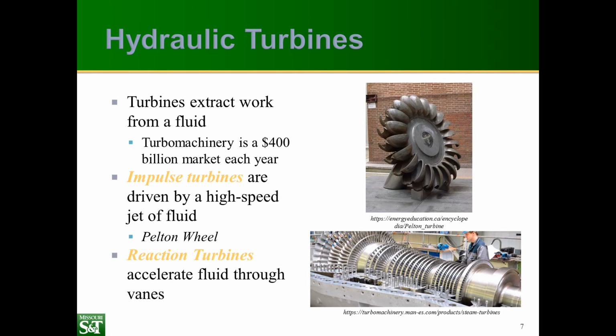Steam and gas turbines usually require compressible flow analysis. Even though the fundamental principles are the same, we can't make that assumption of incompressible flow, and it makes the problem significantly more complex. Now, impulse turbines are driven by a high-speed jet of fluid. For instance, the Pelton wheel that's shown here on the top picture in this slide. Reaction turbines use vanes, and the fluid accelerates through those vanes and produces rotation. And these are used for things like steam turbines or gas turbines. They're more complex, but they can also produce much, much more power.